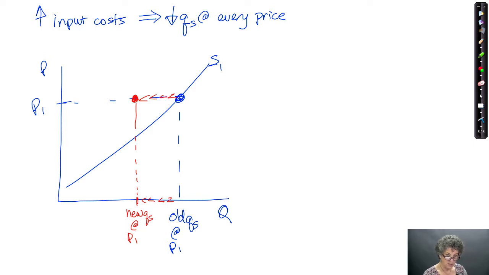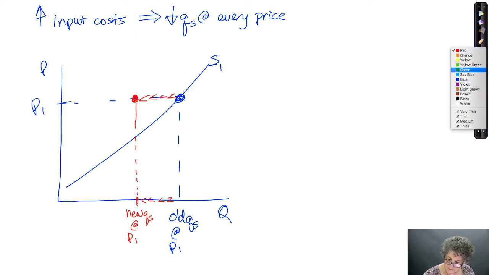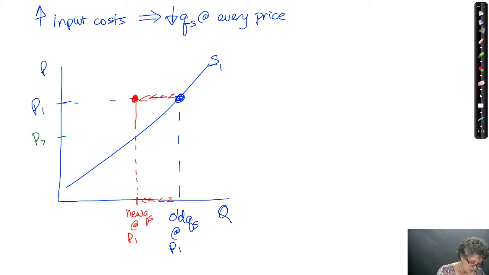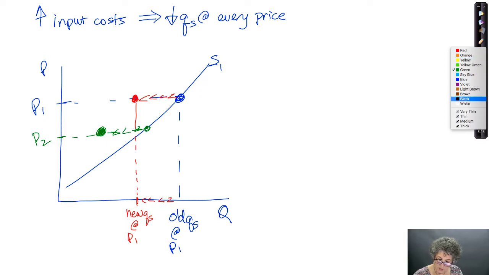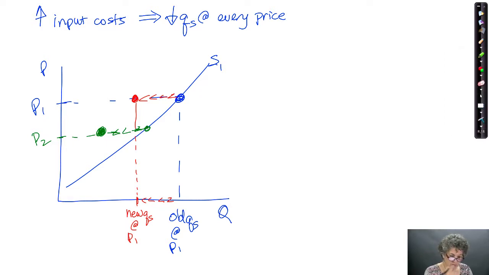The number line is the one on the left, on the horizontal line. Going to the left, a lower quantity supplied at that price P1. Choose some other price P2. And again, at that price P2, there's now going to be a lower quantity supplied at that price P2, and that's going to be true for every possible price.